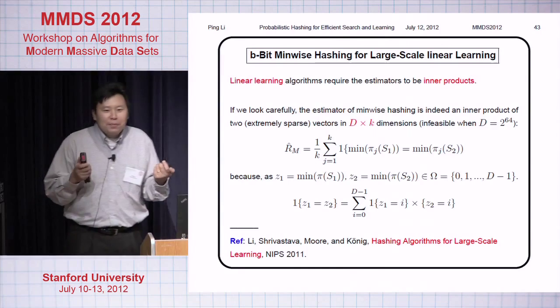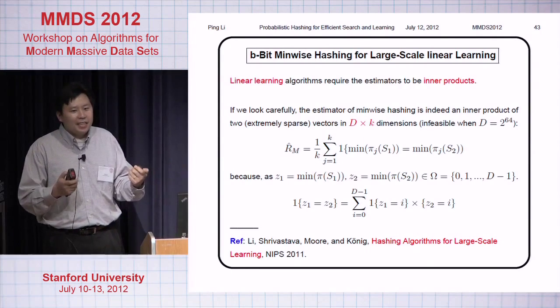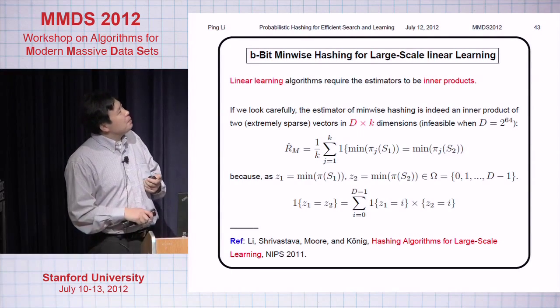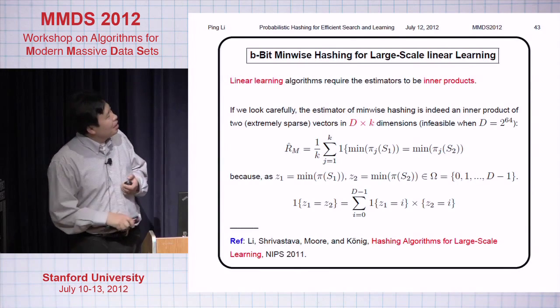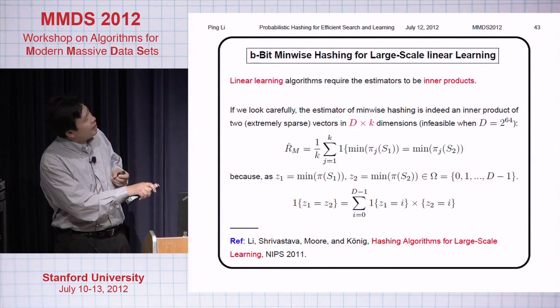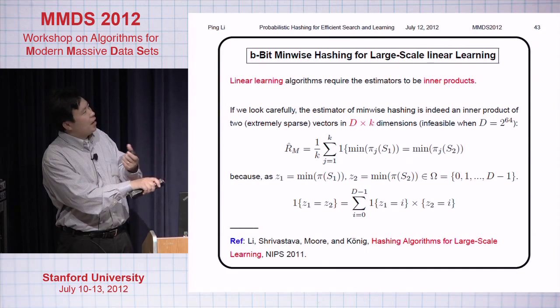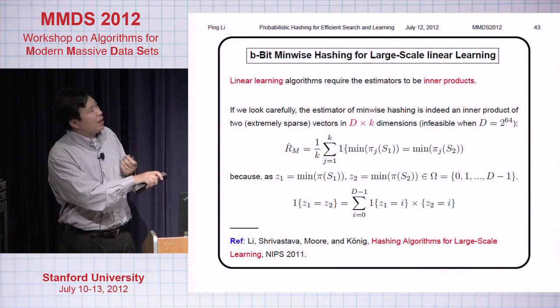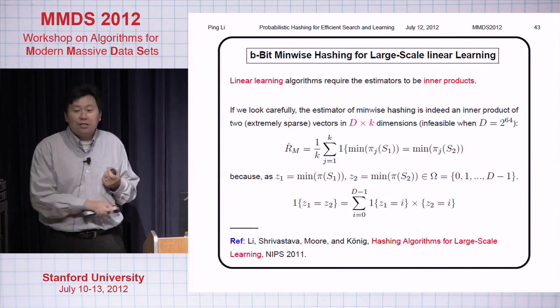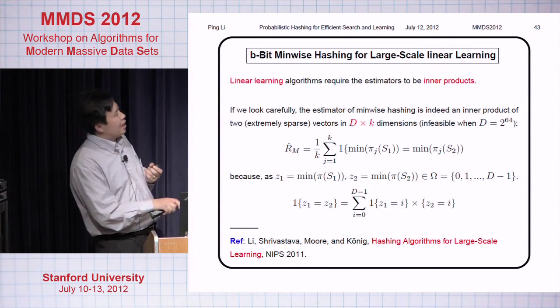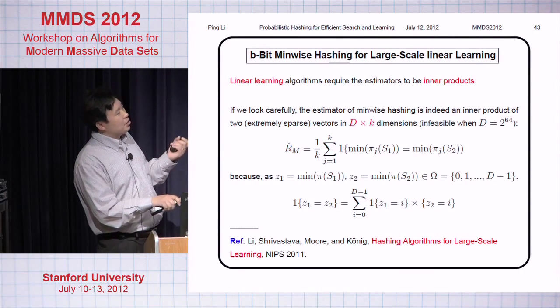Well, for random projection, it's easy. You just project the data, then you use the projected data for learning. For b-bit minwise hashing, it is not that obvious at the beginning, because for minwise hashing, the estimator is the indicator function where the 2 hash values are equal. It does not look like an inner product, but if you look closely, it is actually an inner product, because the indicator function can be an inner product in very high dimensions.